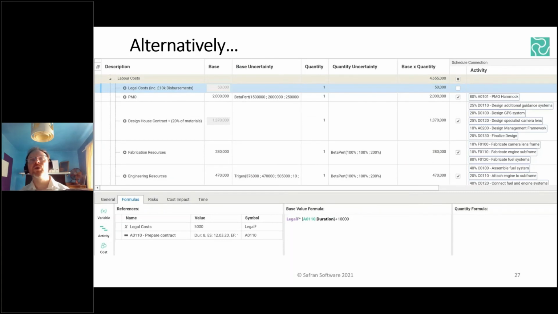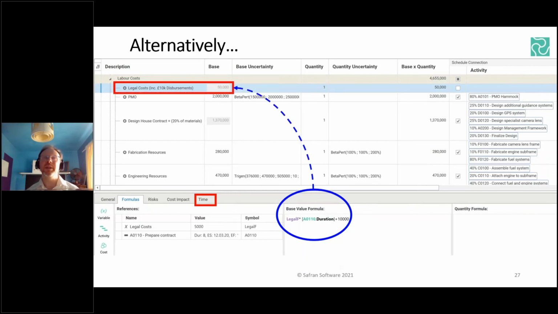Alternatively, if you want to achieve more direct control through the CBS approach, there are options to change where in time the costs will be incurred, but also you could express this as a formula, which I'm sure many of you have got experience in using Microsoft Excel spreadsheet-based approaches to modeling, so you feel quite comfortable, possibly even more so with taking this approach rather than the schedule connection approach I demonstrated earlier.